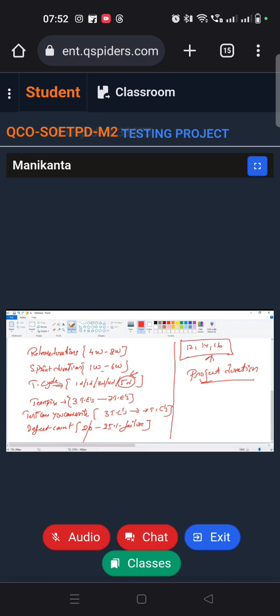Shubham, release duration by sprint duration. Release duration divided by sprint duration. Yes, Anish, you can do. Surabhi, what is your release duration? What is your sprint duration? No, Priyanka.